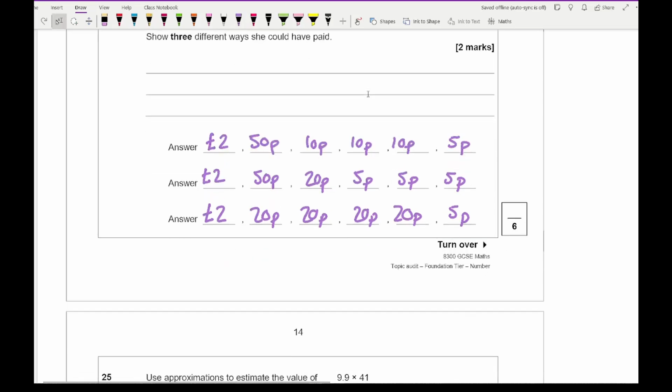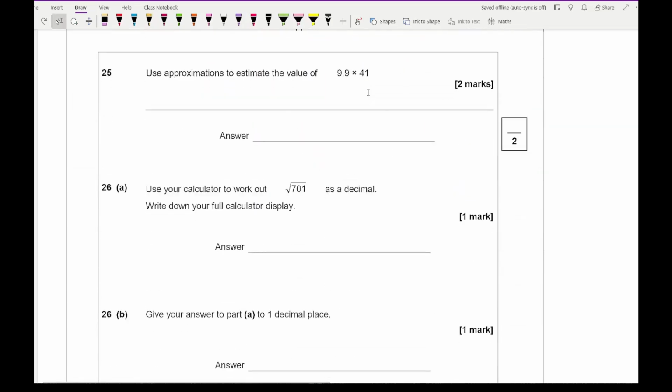you're going to get the 2 marks. Moving on to question 25, it says use approximations to estimate the value of 9.9 times 41. Now, what you want to do here is round to the nearest significant figure. So this number rounded up is going to be 10. This number to the nearest 10 is going to be 40. So it's going to be 10 times 40, which is 400.